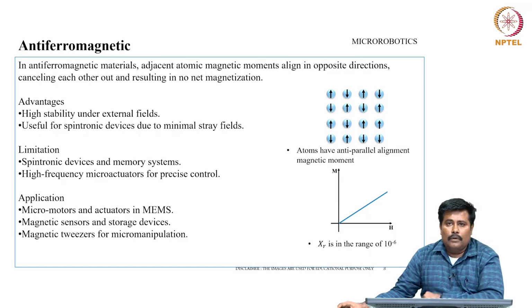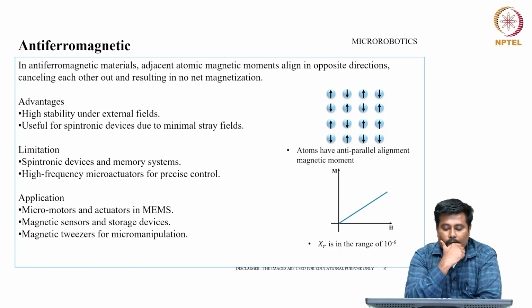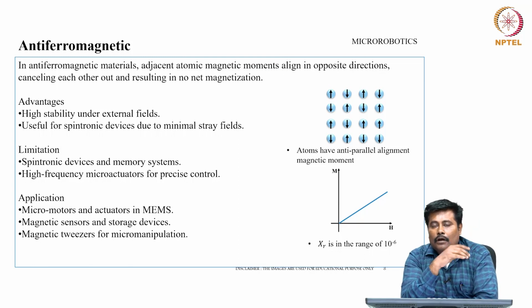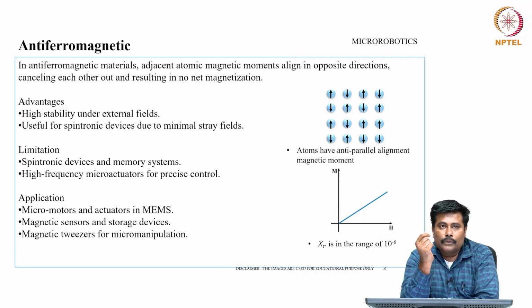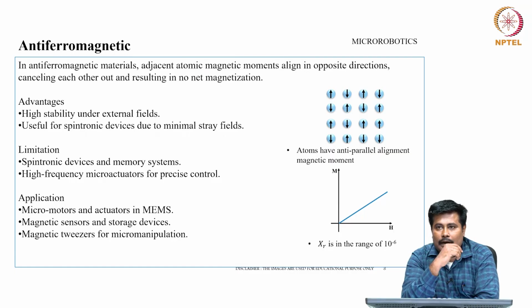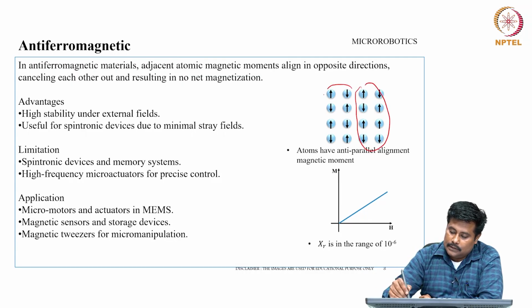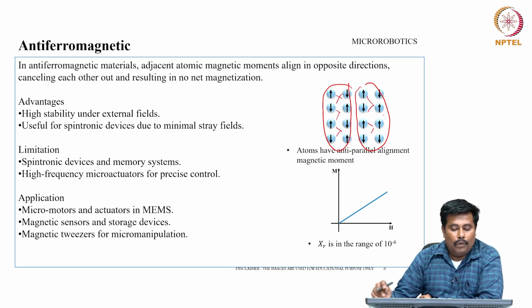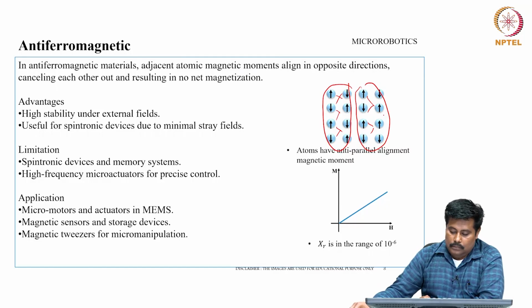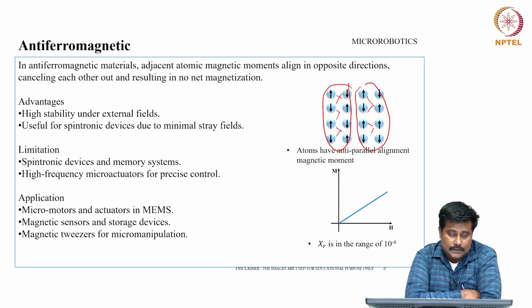Now, if we try to talk about antiferromagnetic material, adjacent atomic magnetic moments align in opposite directions, cancelling each other out and resulting in no net magnetization. If we see the figure over here, one set of domains is aligned in one direction and the other set of domains is aligned in the other direction, resulting in cancellation of the overall magnetic field. As far as its χr is concerned, it is in the range of 10 power minus 6.